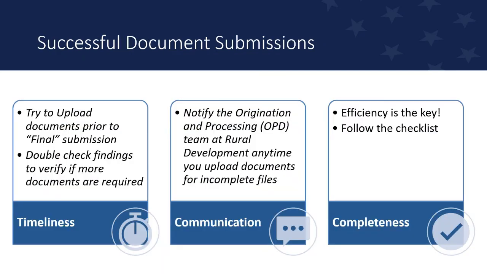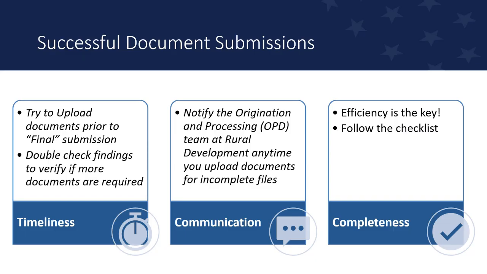Some helpful tips when uploading documents into GUS are: upload all required documentation prior to final submission, and be sure to double check your findings at final submission to confirm if it's a full doc review file. Missing or corrected documents may be uploaded after final submission as long as the file still shows a pending status in GUS. If we have requested additional items, be sure to notify the agency once the requested documents have been uploaded for incomplete applications.